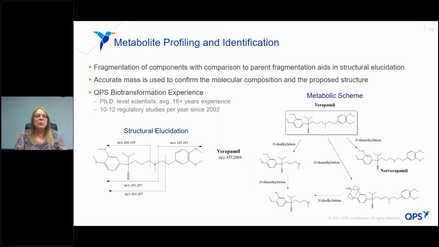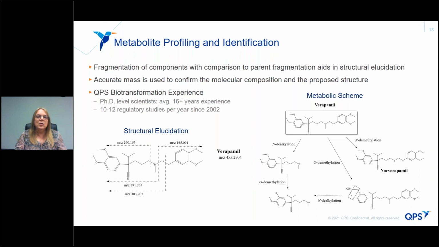And the accurate mass that we get for the fragments, as demonstrated on the structure on the left of the M/Z of 260.165, that helps in our structural elucidation of the metabolites.